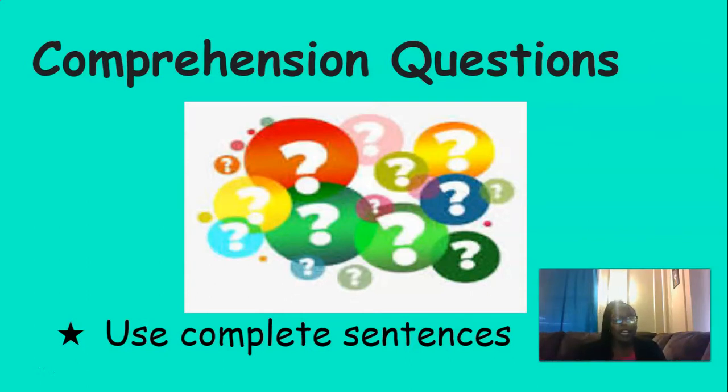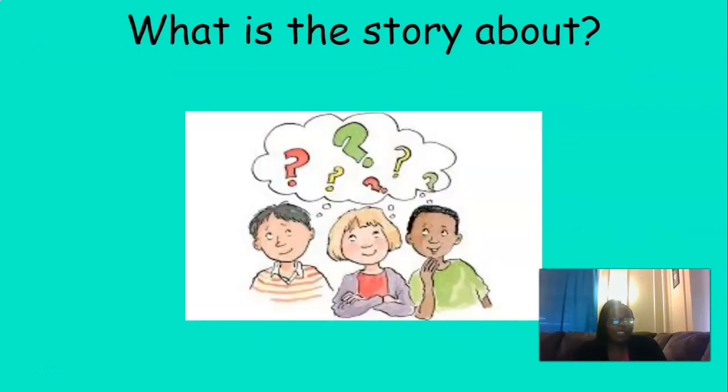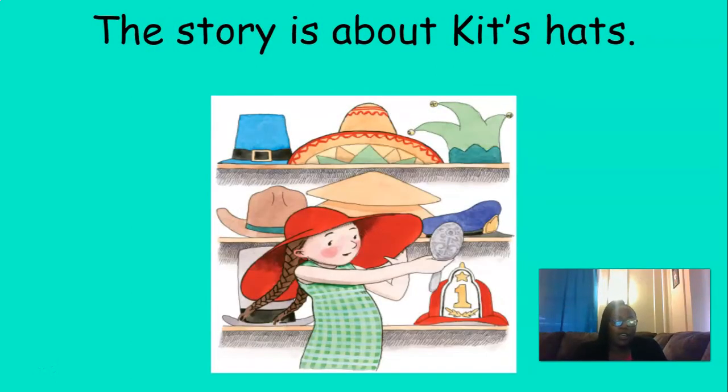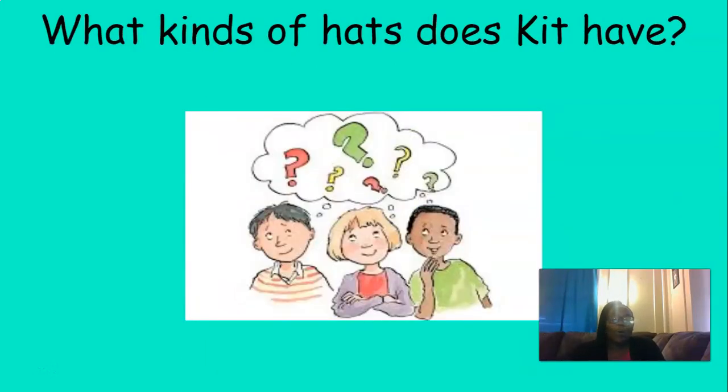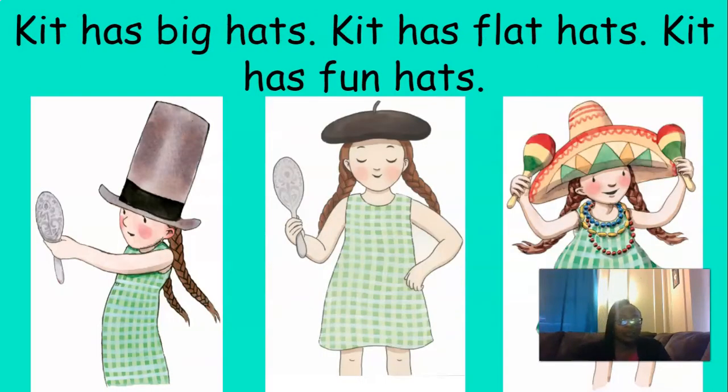So now it's time to answer some questions about the story. Remember, we're going to use complete sentences when we answer. What is this story about? Remember, you can go back in the story, rewind the video if you need help remembering what the story is about. That's right. The story is about Kit's hats. What kind of hats does Kit have? Do you remember all those hats she has? That's right. Kit has big hats. Kit has flat hats. Kit has fun hats.